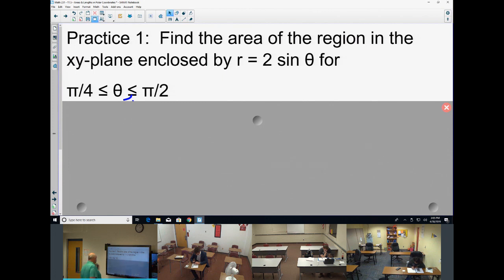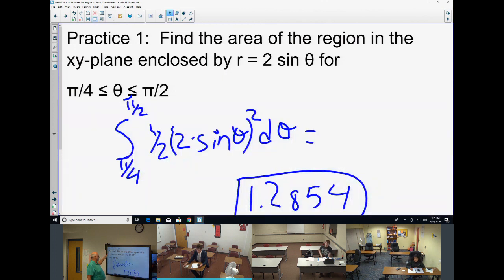All right, Tobias, what do you have? So I put it in my calculator, and if I put it in right, then I got 1.285. Good job. That's it. Okay. Yeah, 1.285. That's all we need.